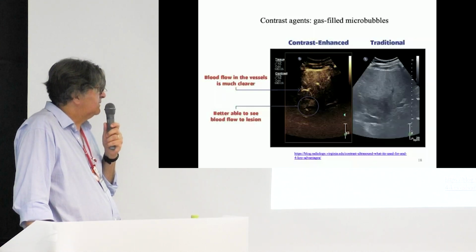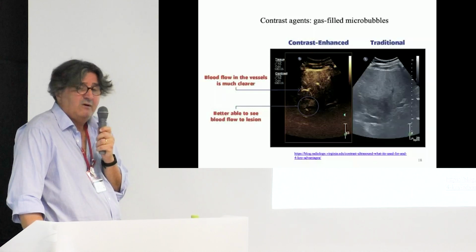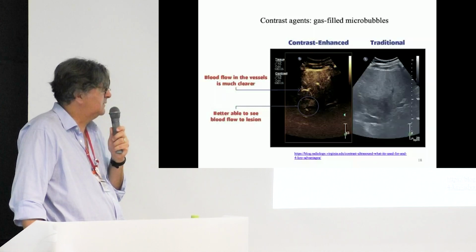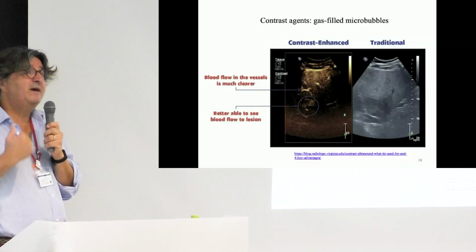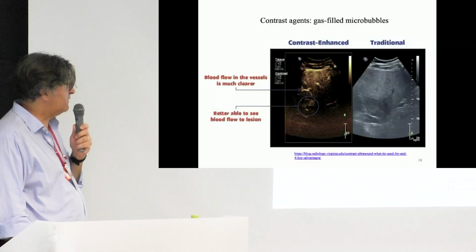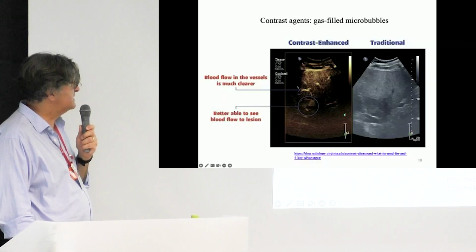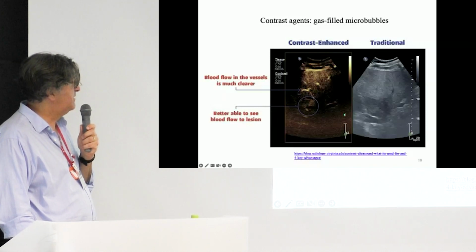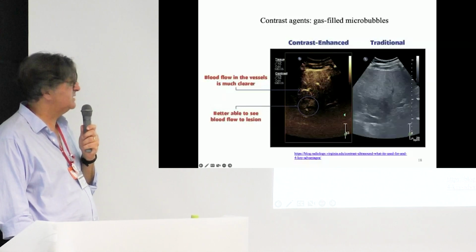And these air bubbles, of course, because of the strong impedance mismatch with the soft tissue and the blood, will produce an enhanced echographic signal. This is why, for instance, here you can see the vessels much better with the same image, with the contrast agent, and see the blood flow lesion, than on a conventional image.